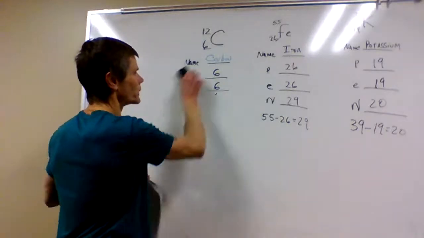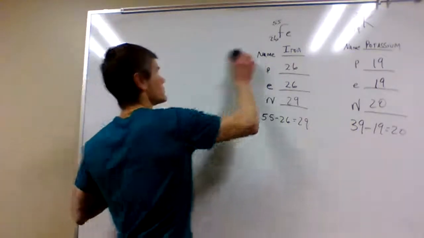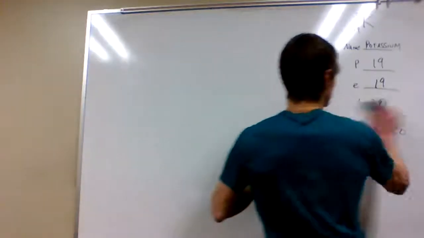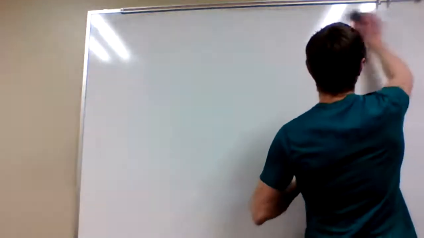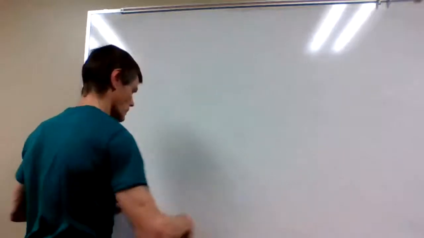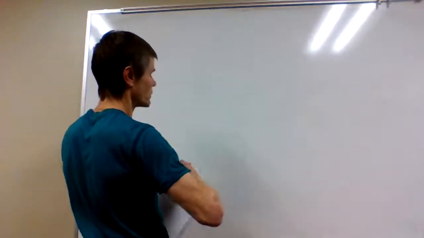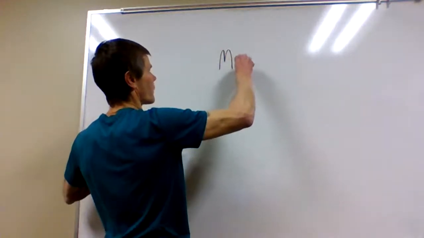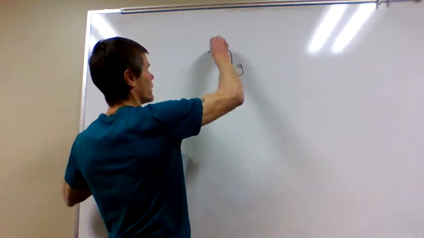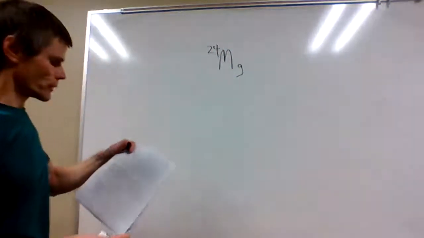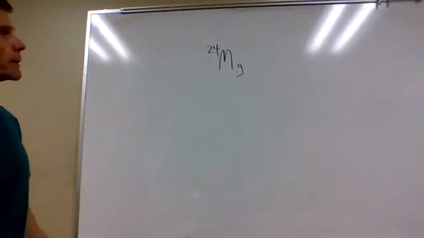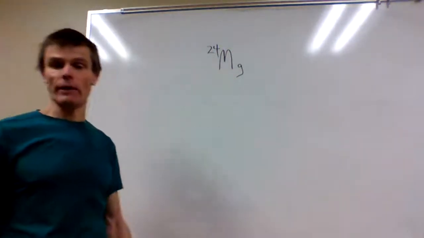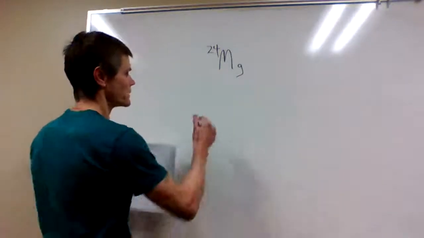Another example of how we can write isotope notation is in some cases, we're simply given the symbol for the element and the mass number. Now, if we look at this example right here, we would go to the periodic table and we would see that this is magnesium.